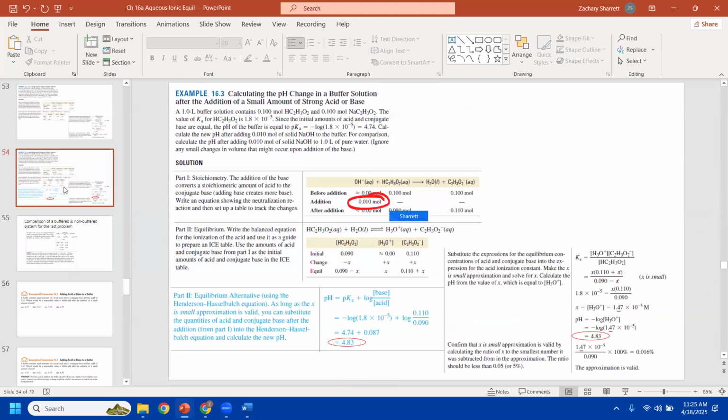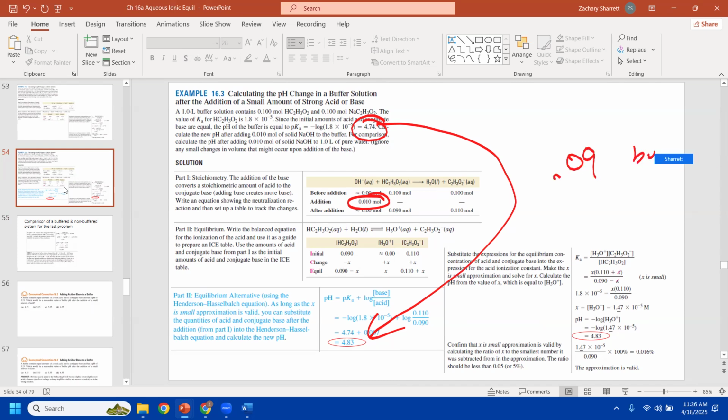0.01 moles of NaOH to a buffered system. It went from 4.74 to 4.83. How much did that increase, Janessa? 4.83. It went up from 4.74. 0.09. So in a buffer, the same addition increases the pH by 0.09. In water, the same addition increases the pH by 5. Are we noticing a difference?